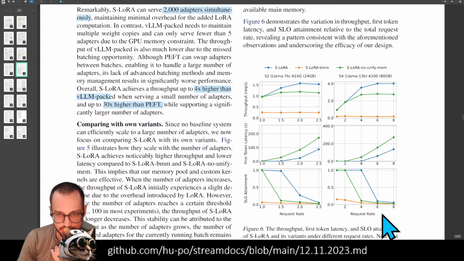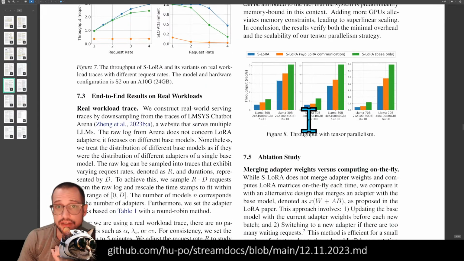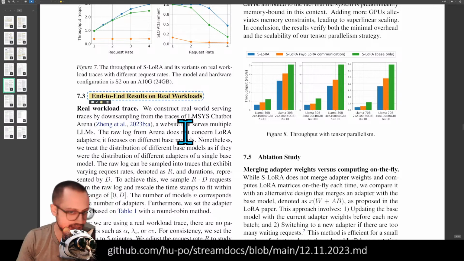Okay, I'm going to compare it to some other stuff. I'm just trying to speed up here because I see that we have 10 minutes left. So, end-to-end results. Oh, okay, all right. So there you go. They did do it on real workloads. I thought they were just going to do this with synthetic, but I guess they did record.